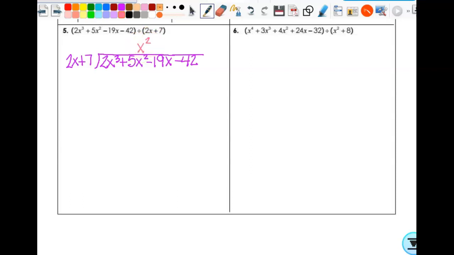Then I multiply it back, x squared times 2x cubed, plus 7x squared. Then again, if you want to put the minus with the parentheses, that's totally fine, but it's the same as changing the sign on both of them. So then these zero out, and you're left with a negative 2x squared. Bring this down, minus 19x.